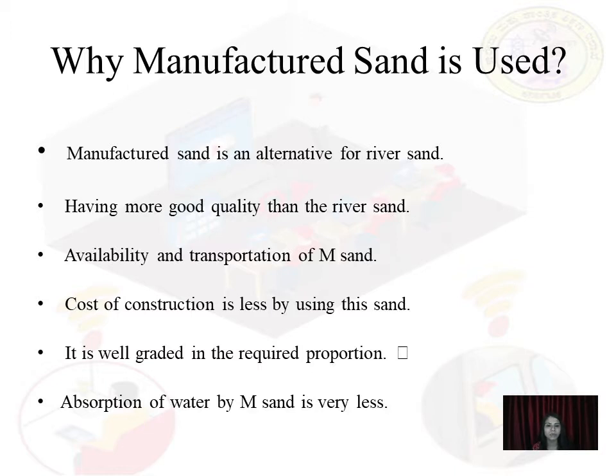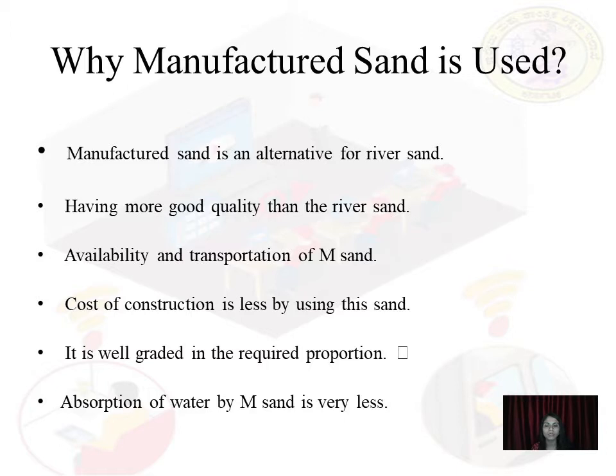The third point is availability and transportation of M sand. The M sand can be manufactured at the place of construction, nearby construction place. Therefore, the transportation charges are less, and it can be easily available. If you have some stones, the plant can be installed, and then you can manufacture the M sand. That is one of the advantages.